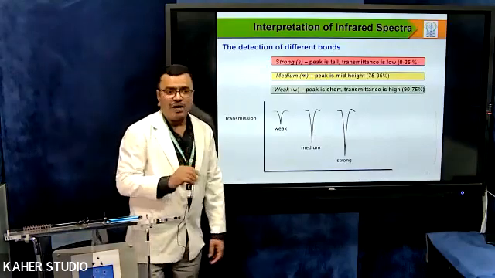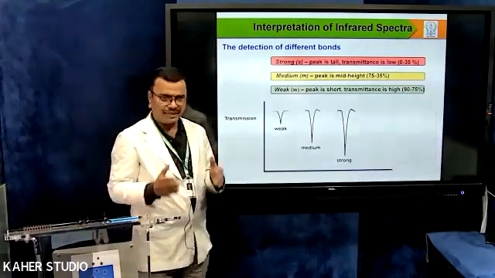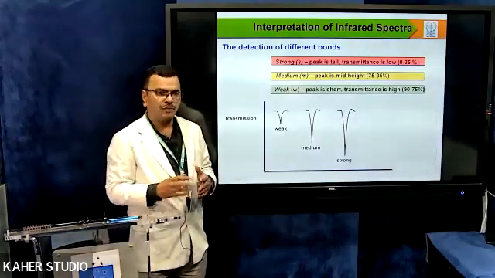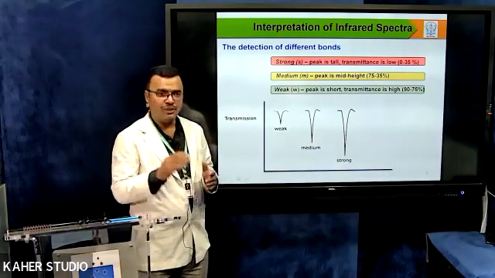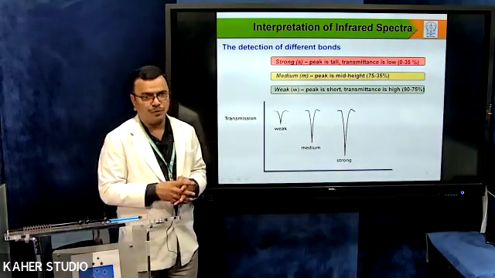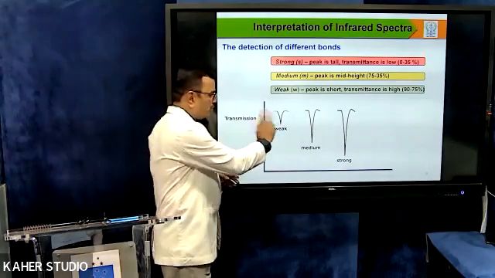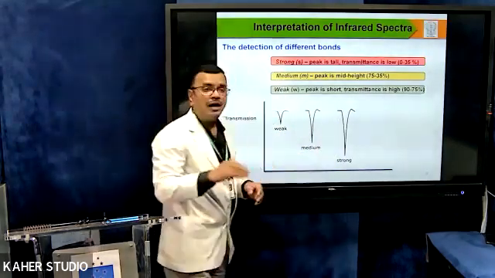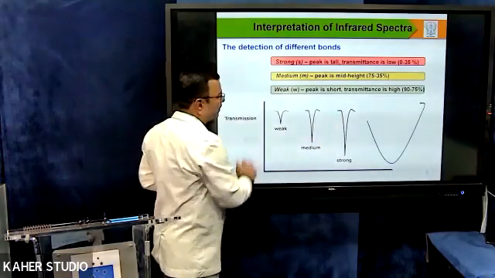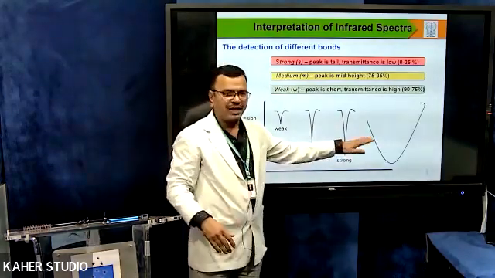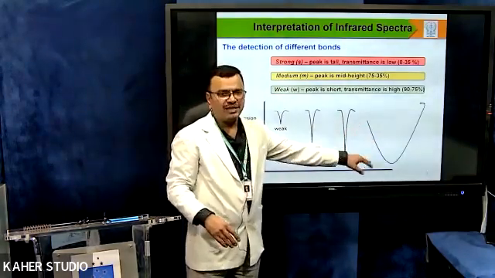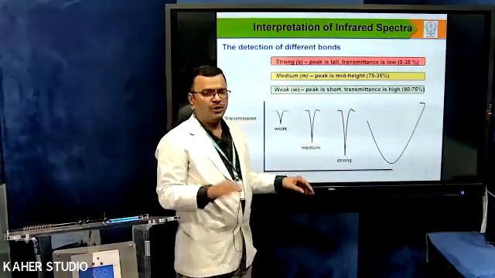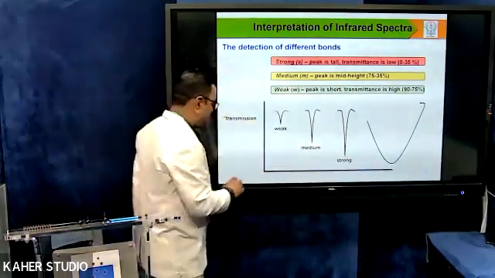Apart from this, if you want to understand the IR spectrum, one should know what different types of peaks we are going to get. One is a weak peak, second is a medium peak, and third is a strong peak. Along with this, there is one more peak, the broad peak. Why have I kept it separately? In one of the sections, we are discussing the broad peak.